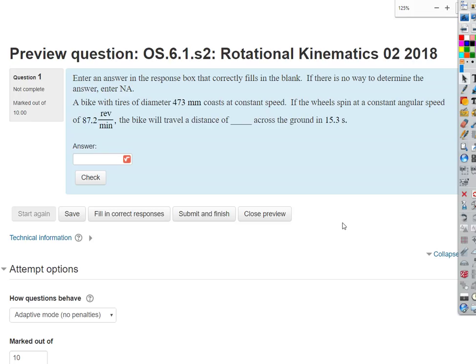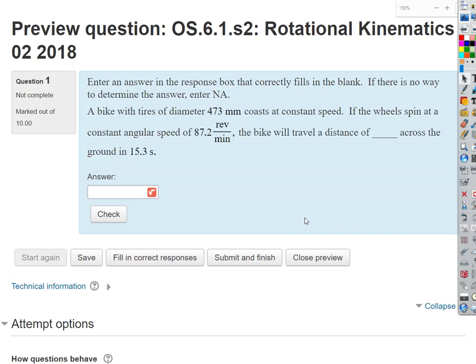You have really a couple options here. You could calculate what the tangential speed is, and then once you know the tangential speed, isn't that really the speed at which the bike is traveling across the ground? Do you agree? Because the wheels are spinning, but they're in contact with the ground, so the ground is going by the bike as fast as the wheels are spinning. So then you could calculate that and just multiply by 15.3.